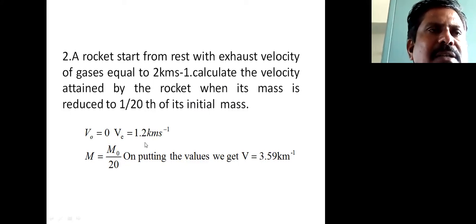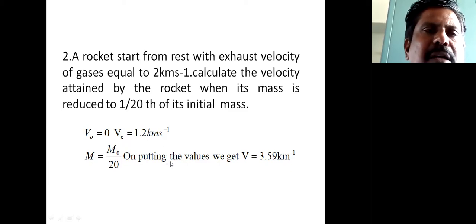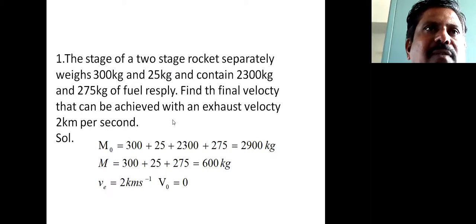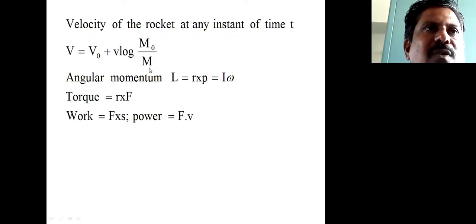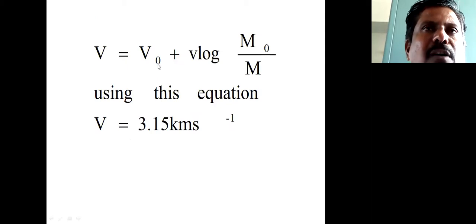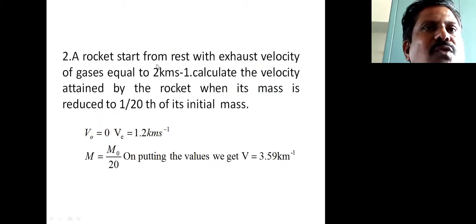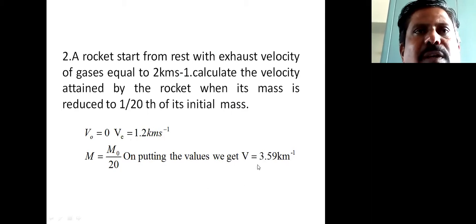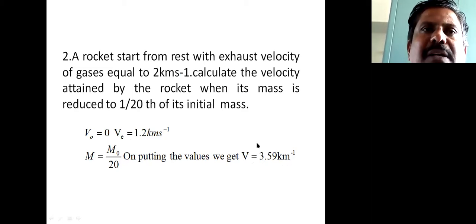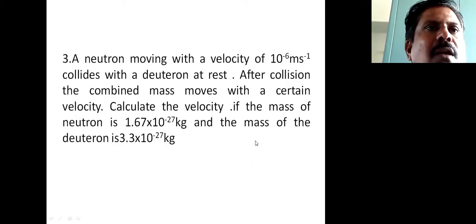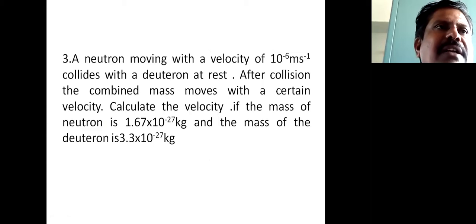So there, v naught is 0, and small v is 1.2 kilometer per second. Next, log of m naught divided by m, which is the main formula. But here m is m naught divided by 20. So m naught gets cancelled, and the 20 goes to the numerator. On putting those values into the equation, we get v equals 3.59 kilometer per second. Okay, kilometer per second.